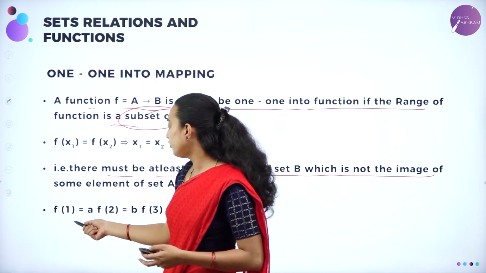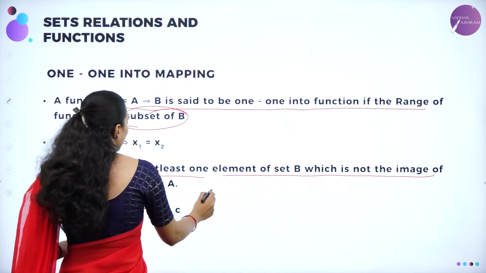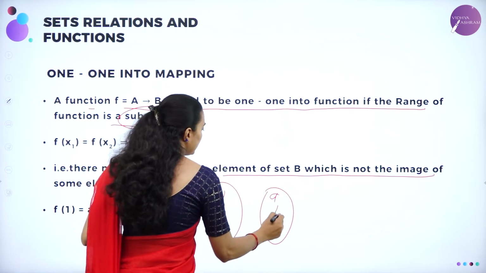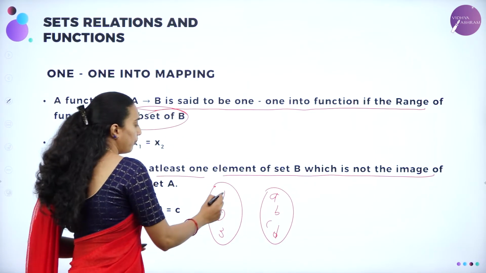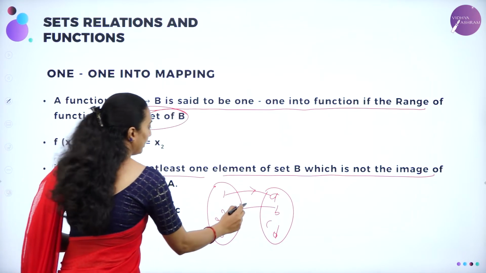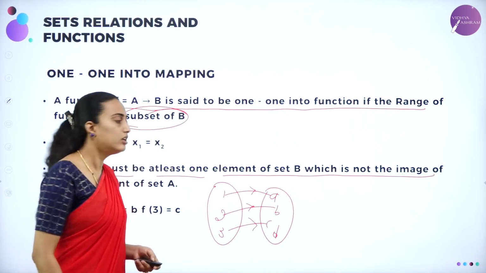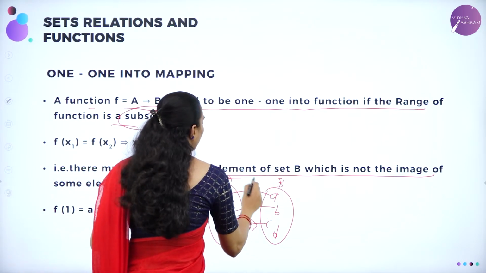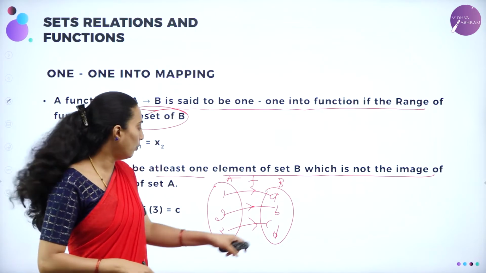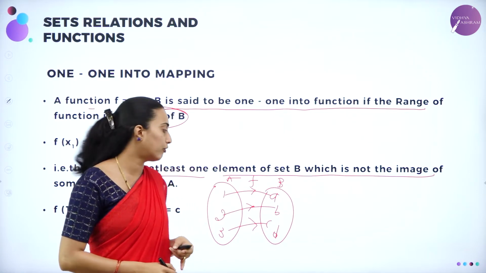So here, for example, take 1, 2, 3 in A and A, B, C, D in B. f of 1 equals A, correct? f of 2 is equal to B, and f of 3 is equal to C. D is left out here from A to B, therefore this is a 1-1 and into function. Any one element is left out in the codomain set, that is, the range is a subset of the codomain.